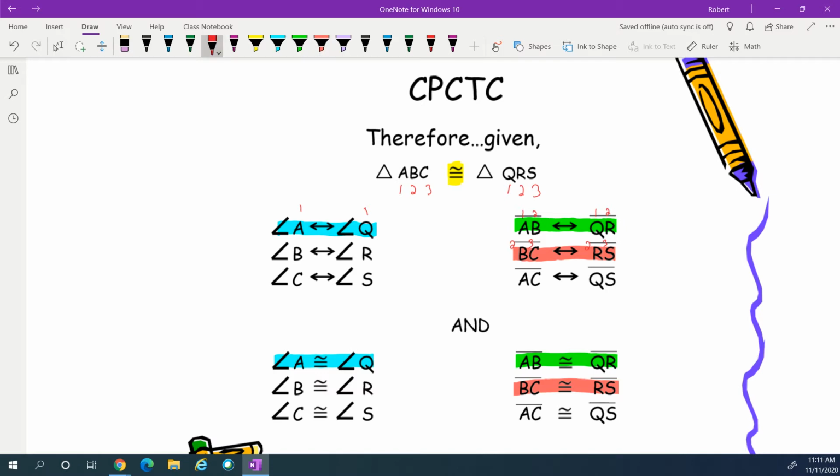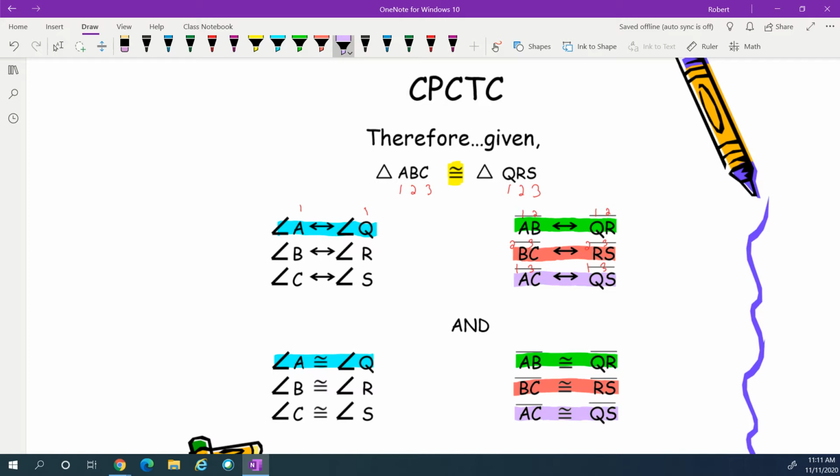Segment AC, look at our first triangle. A is 1, C is 3. So it's the segment connecting vertex 1 to vertex 3. And we're going to match that in the other triangle. Q to S, vertex 1 to vertex 3. So AC corresponds to QS. The corresponding parts of those congruent triangles are congruent. So AC is congruent to QS.